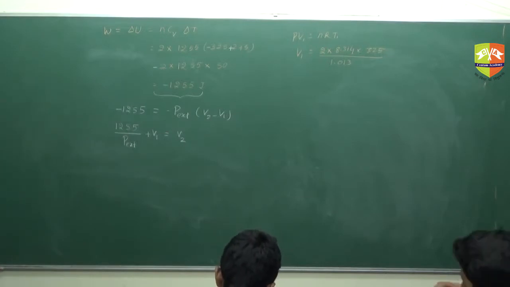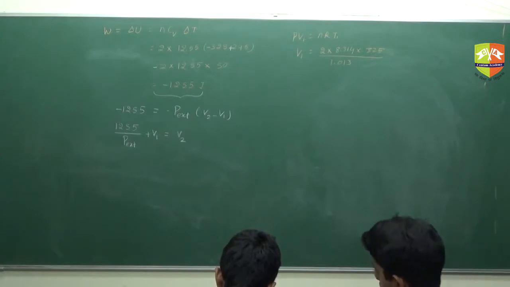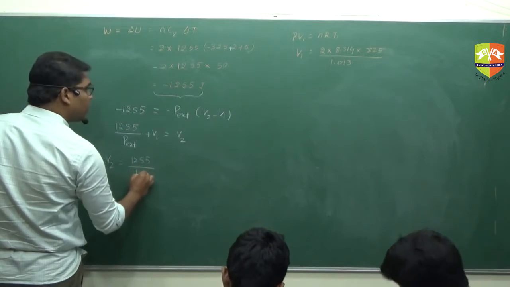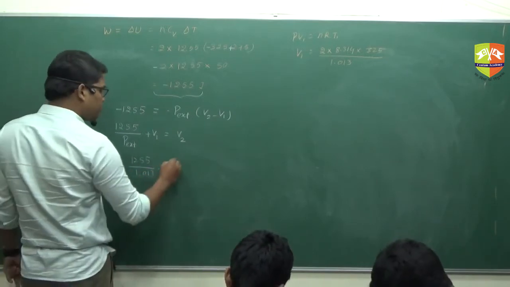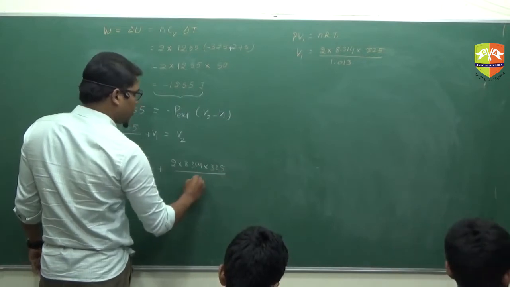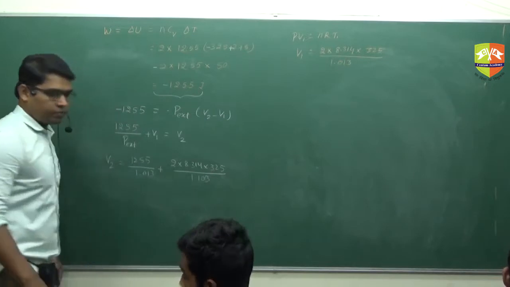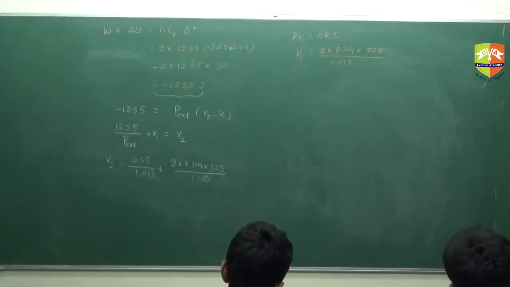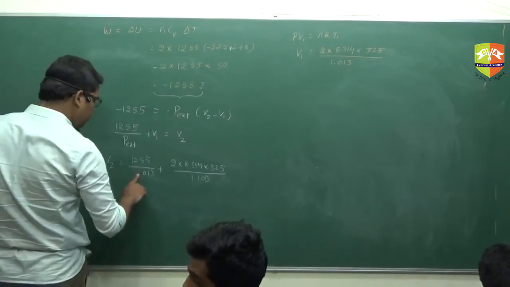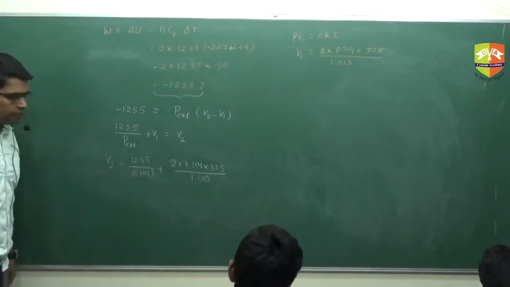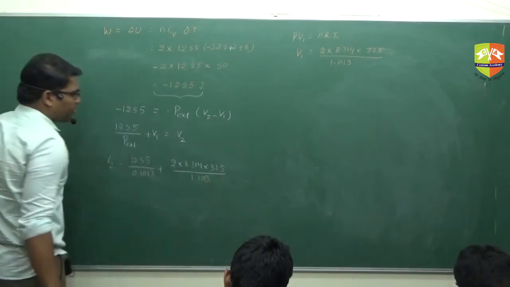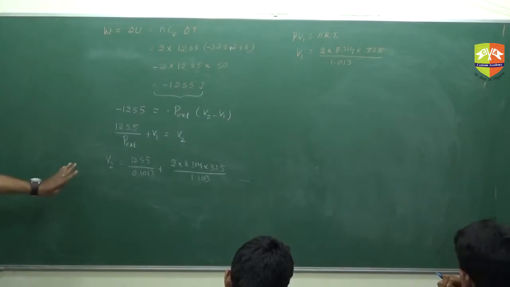Next question, write down. So the V2 expression will be 1255 divided by 1.013, plus V1, which is 2 into 8.314 into 325. But the P external is 0.10, right? So when you solve this, you'll get the final volume. Sir, this is liter. So, whatever the unit. This is the method.